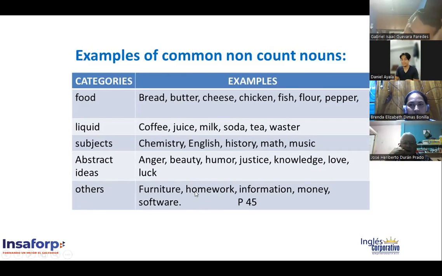Homework, guys. Homework is never plural. Homework is singular and is a non-count noun. So you don't say, I have three homeworks. That's incorrect. You say, I have homework. I have a lot of homework. Information, money, and software are non-count nouns. Money.